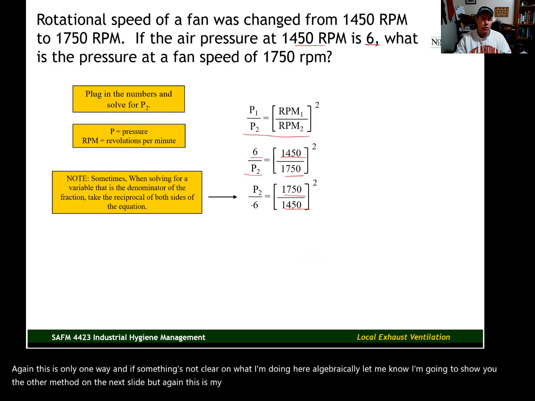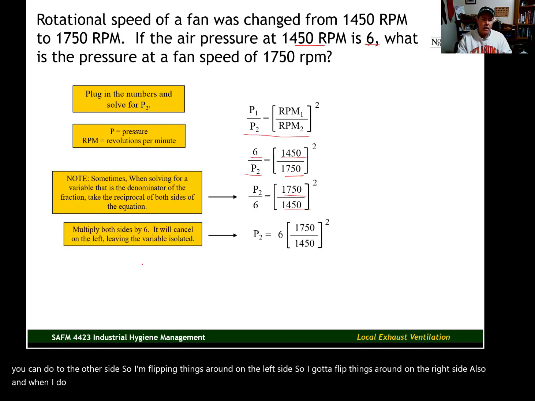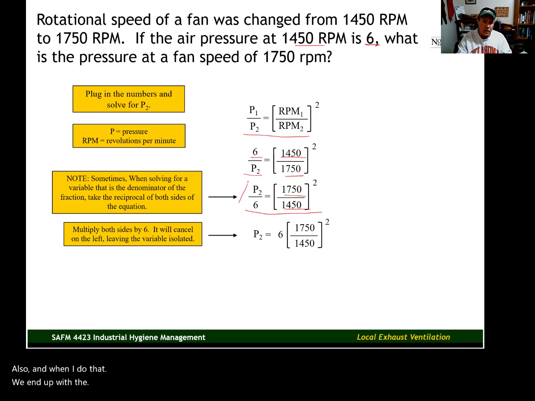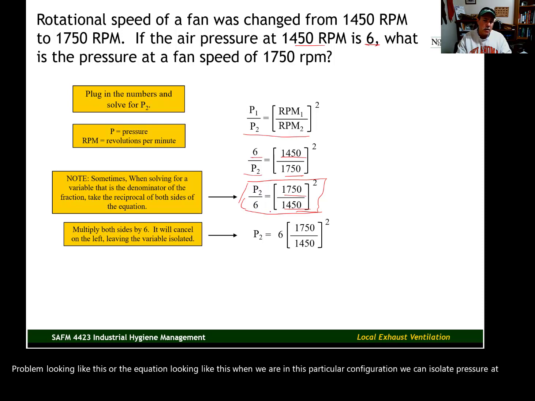Whatever you do to one side of the equal sign, you can do to the other side. So I'm flipping things around on the left side, so I got to flip things around on the right side also. And when I do that, we end up with the problem looking like this, or the equation looking like this. When we are in this particular configuration, we can isolate pressure at time 2 by multiplying both sides times 6.